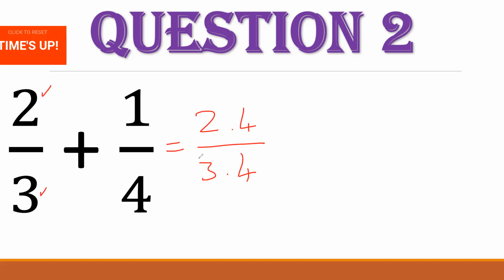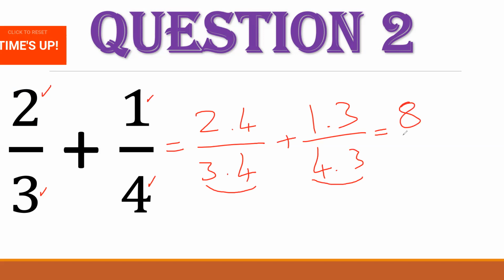Why? Because I'm trying to make them 12 on both sides. And this one, 1 and 4, I can write 1 times 3 and 4 times 3. If you do that, you are making 12 here and 12 there. So 2 times 4 is 8/12 plus 3/12. So now I can add these two.